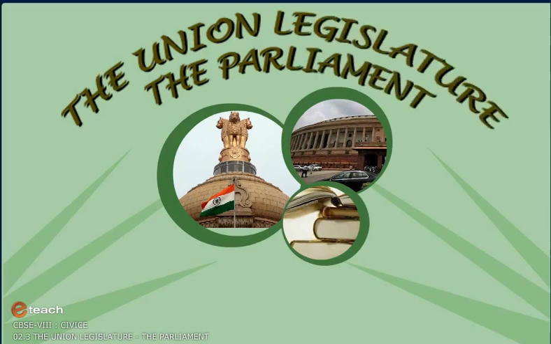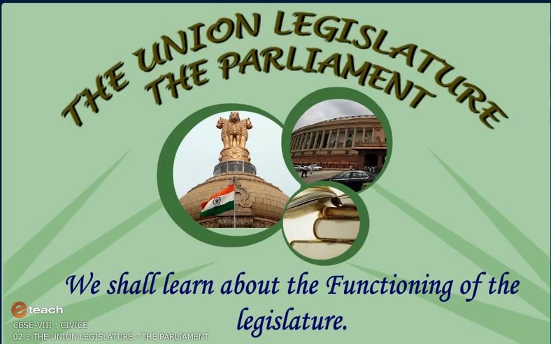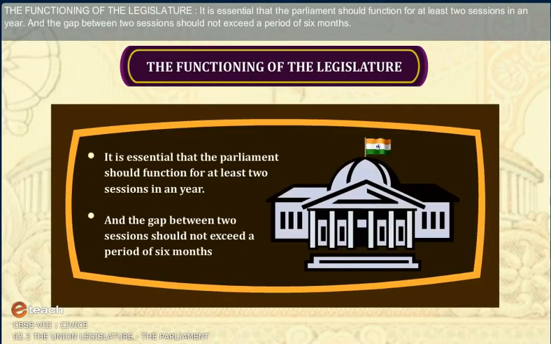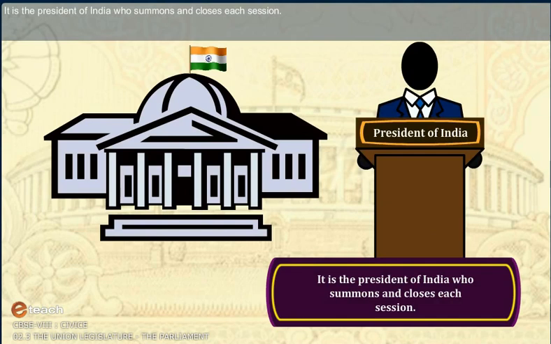The Union Legislature, the Parliament. We shall learn about the functioning of the legislature. It is essential that the Parliament should function for at least 2 sessions in a year, and the gap between 2 sessions should not exceed a period of 6 months. It is the President of India who summons and closes each session.